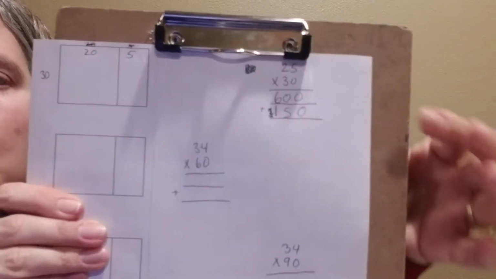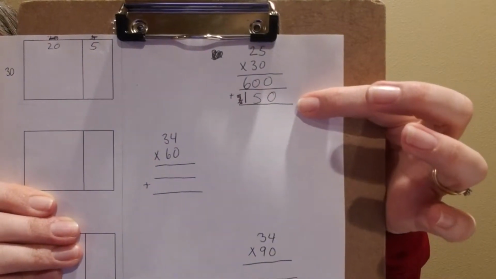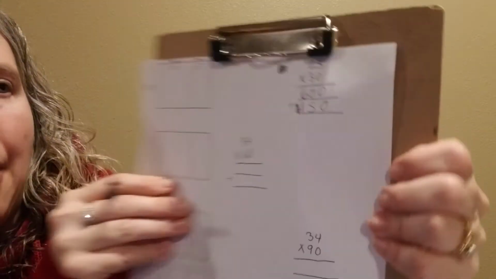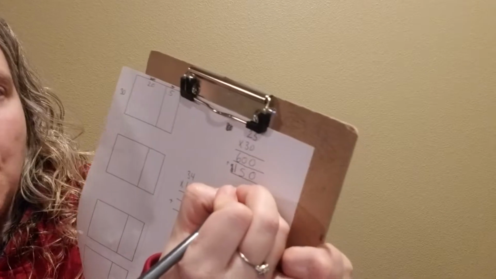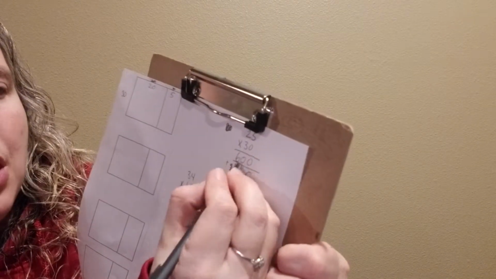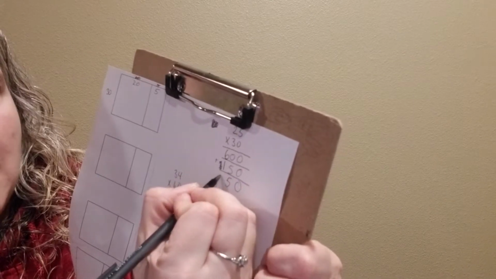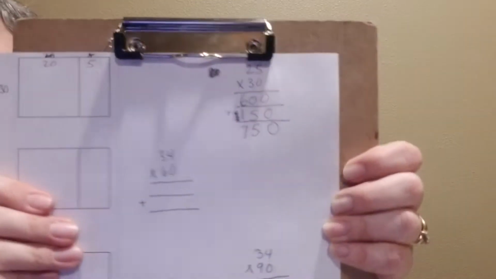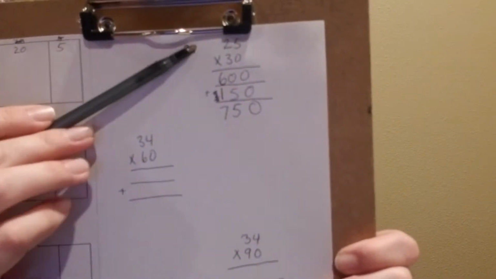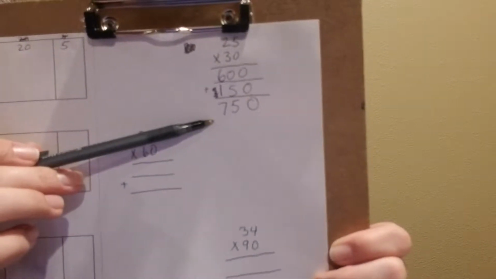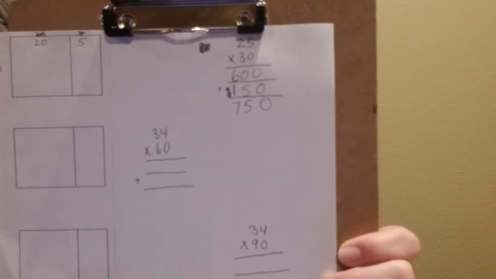Okay, so our two partial products are 600 plus 150. I'm going to add those together. 0 plus 0 is 0. 0 plus 5 is 5. And 6 plus 1 is 7. So the product of 25 times 30 is 750. Good.